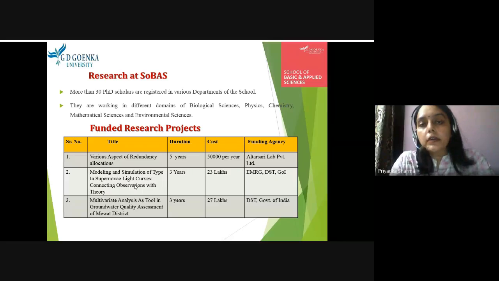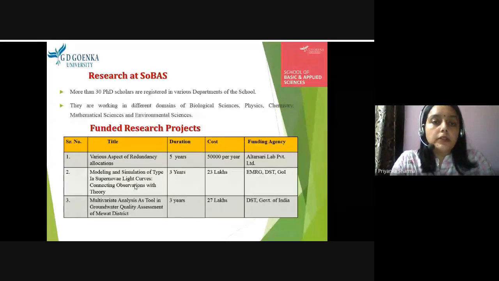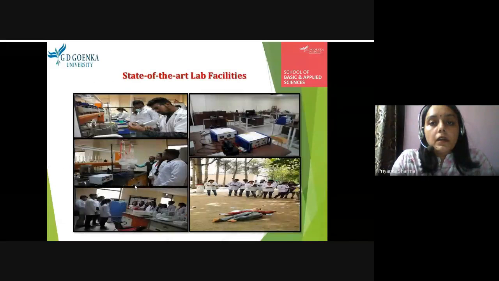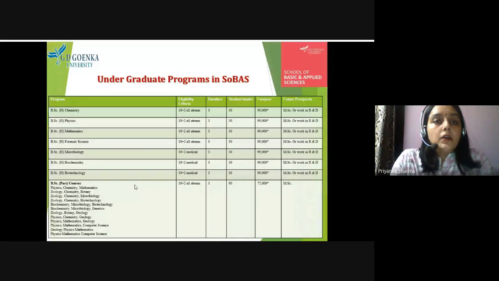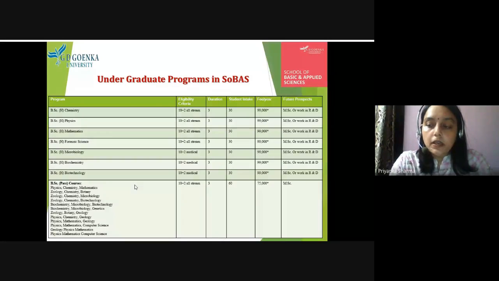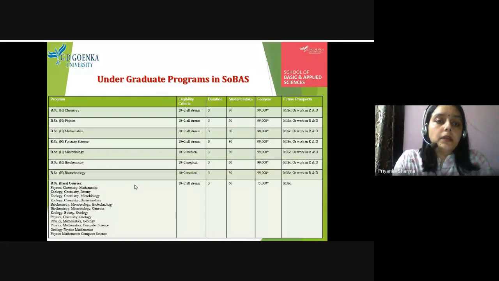We were also able to get a research project from the Government of India DST. Also, we got one consultancy project. We have fully equipped laboratories. We provide various undergraduate programs in chemistry, physics, mathematics, forensic science, microbiology, biochemistry, biotechnology. With this, we have the BSc pass courses in various combinations.